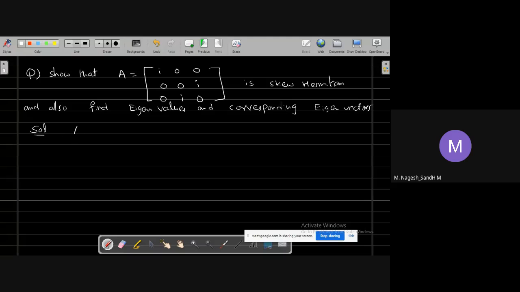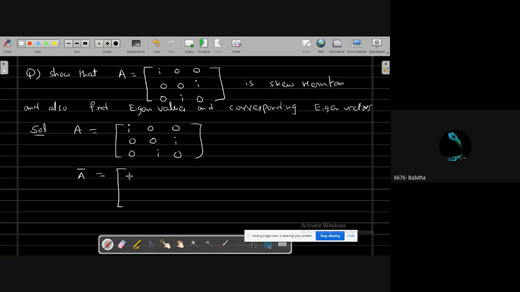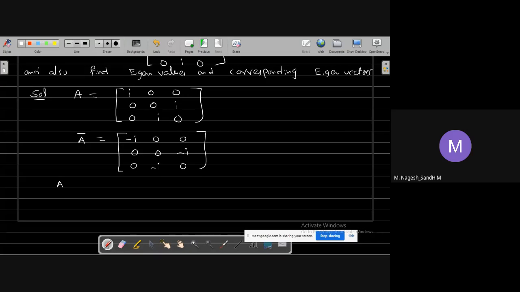So now A is equal to the matrix I 0 0, 0 0 I, next 0 I 0. First we'll write the conjugate. What is the conjugate of I? Minus I. What is the conjugate of 0? 0 only. So A conjugate is 0, minus I, 0, and so on. Now what is A power theta? A power theta is nothing but A conjugate whole transpose.